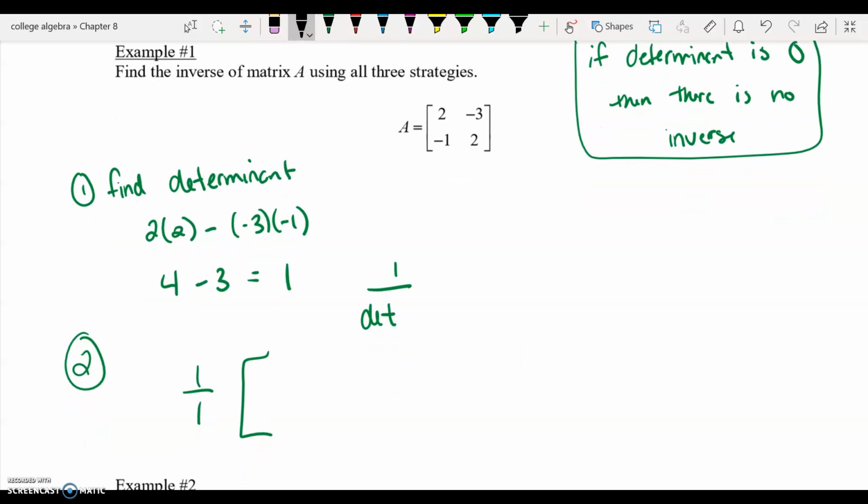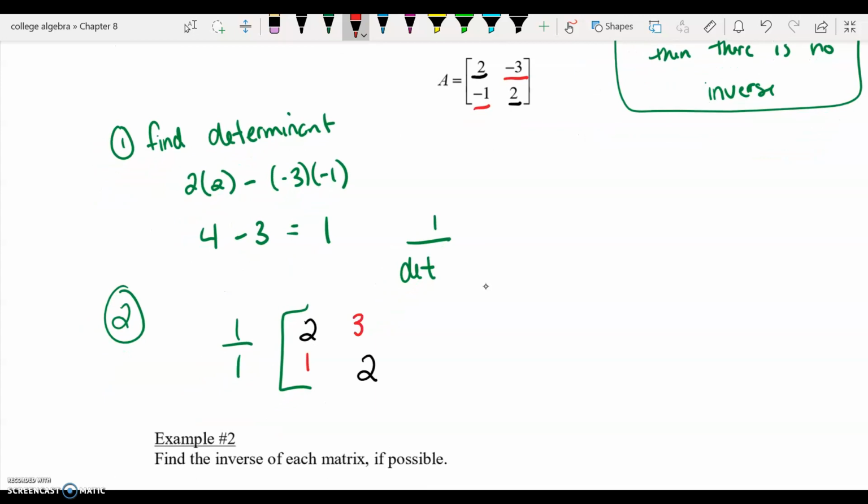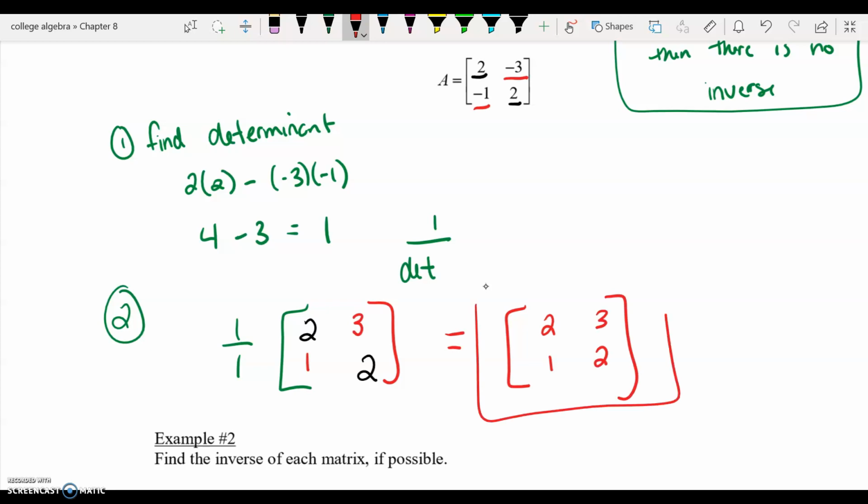However, we have to rearrange our 2 by 2. So this 2 and this 2 are going to switch spots, which really isn't going to change much. They're still going to stay 2's. And then you change the signs of the top right and the bottom left. So it's going to become a positive 1 and a positive 3. Now you multiply it by your determinant. So 1 over 1 would be 1, so it's going to stay the same. That would be the inverse matrix. So that's how you do the inverse of a 2 by 2. We're going to do it again on the next thing.